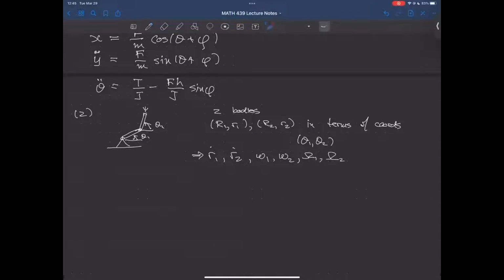Remember, we need both of these for our procedure, because our procedure involves body angular velocities to calculate the rotational kinetic energy, which is where we get the kinetic energy metric from. And then to write down the Lagrange forces, we use the spatial angular velocities. So you need both of those.